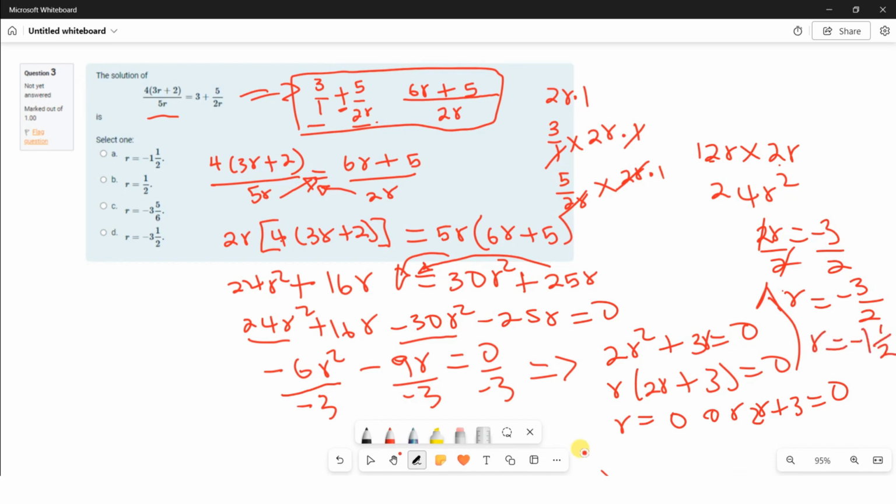You'll notice that the solution r equals 0 is not valid. You cannot divide any number by 0. If r is equal to 0, this one is undefined. So this solution is not acceptable. You cannot divide this number by 0. So your answer is this one here. Watch the next video to see how we solve the next problem.